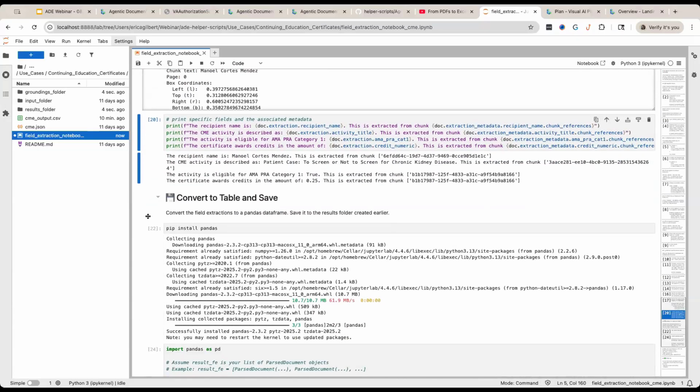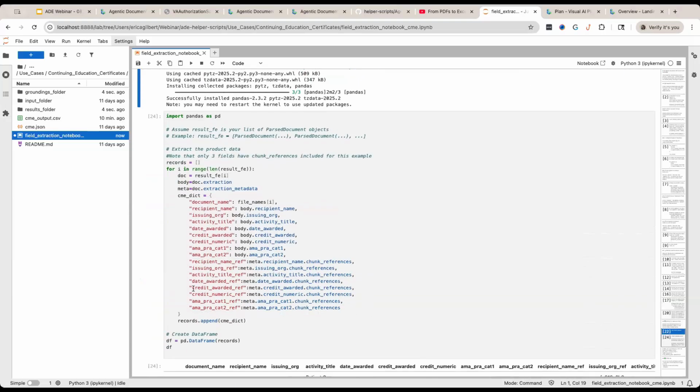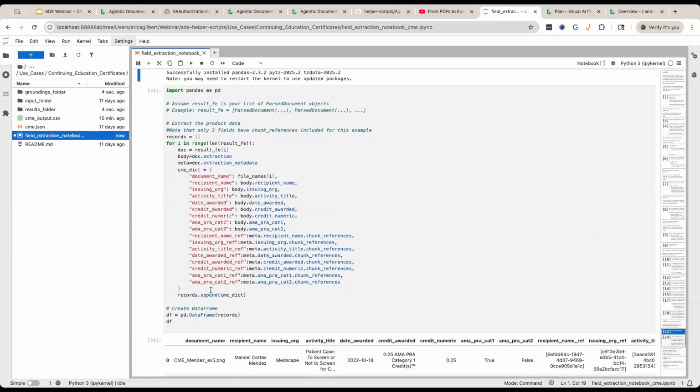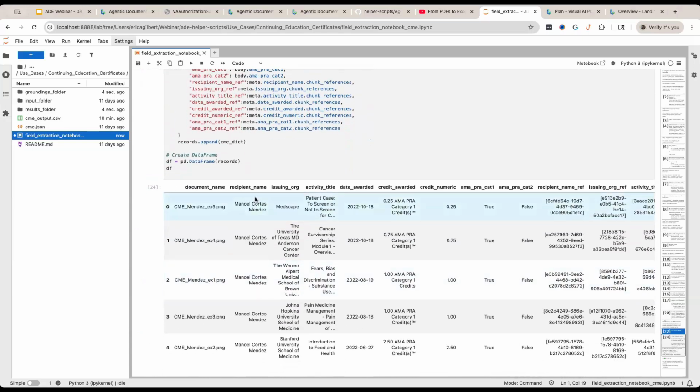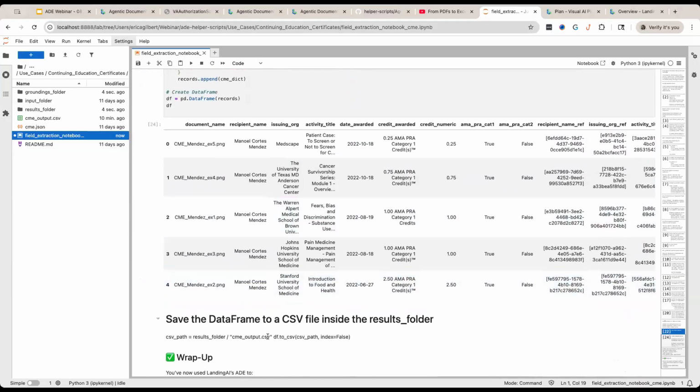And then we're converting to a table and saving. So you may need to install pandas to be able to do this. So we're running pandas here. Again, this is the specific dictionary that we're looking for. And then now we see ultimately that output printed, but it's actually saved to that CSV folder here. So I can actually pull that up. This is that save file. And now I have all of that information. Manuel's really been keeping up with his certifications.